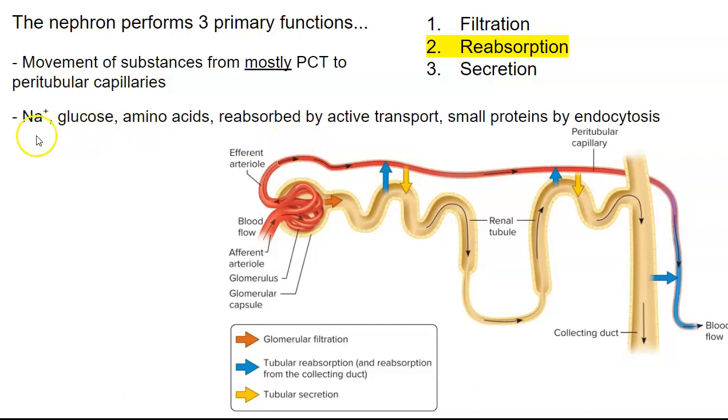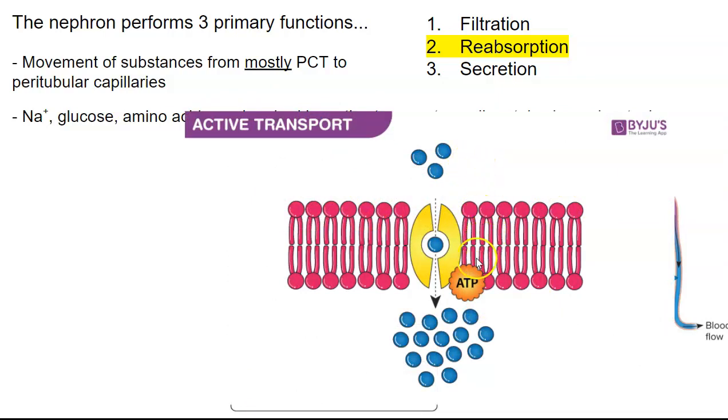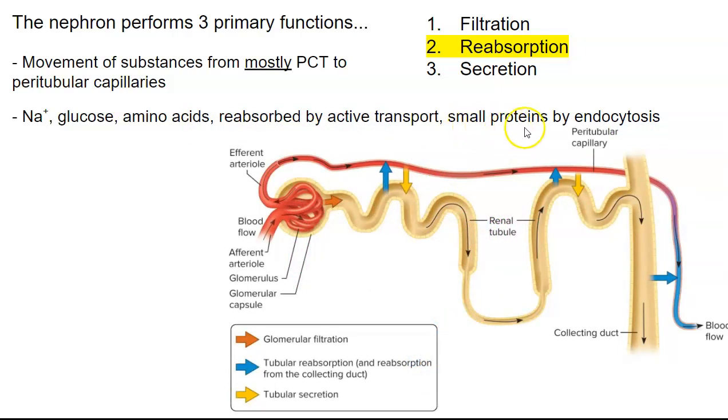And stuff that's reabsorbed would be like sodium ions, glucose, amino acids. Those are absorbed by active transport. You probably remember active transport from bio that requires using ATP. And then small proteins are reabsorbed by endocytosis.